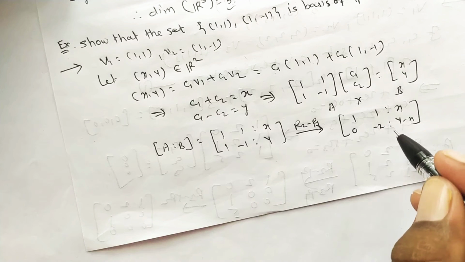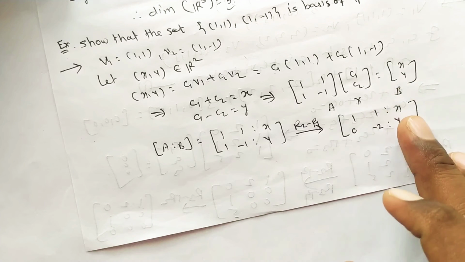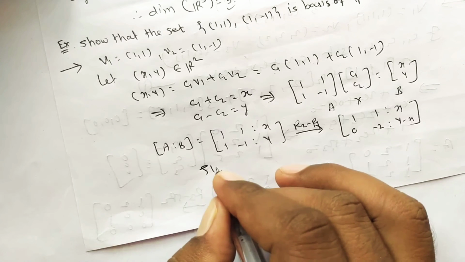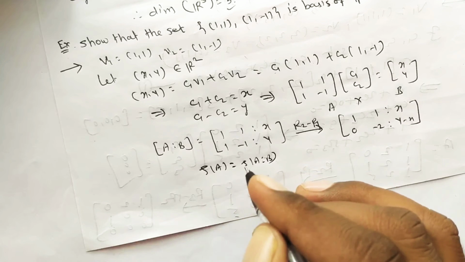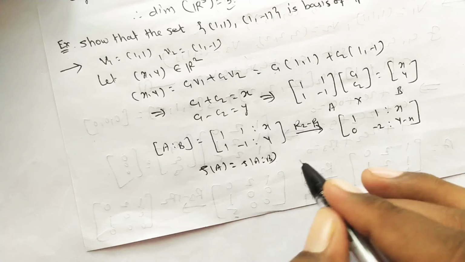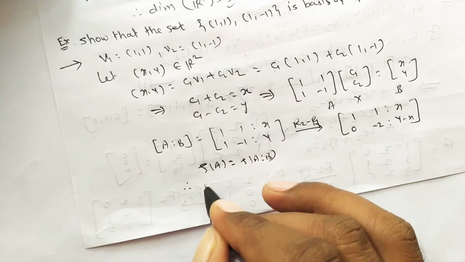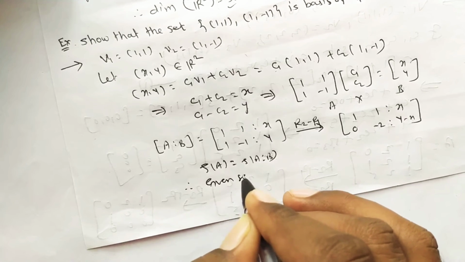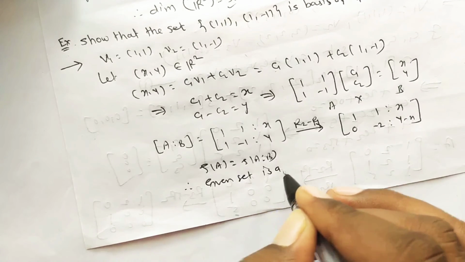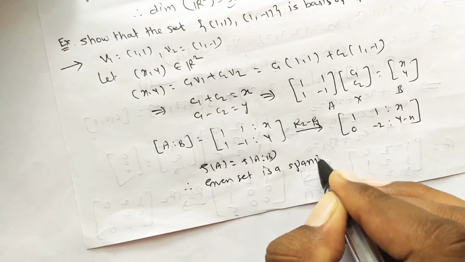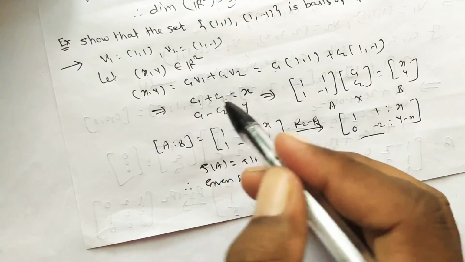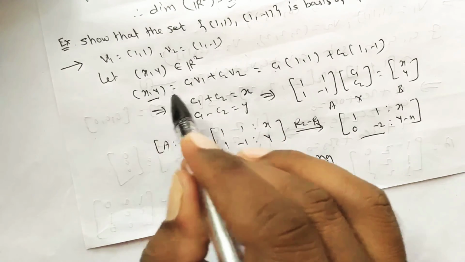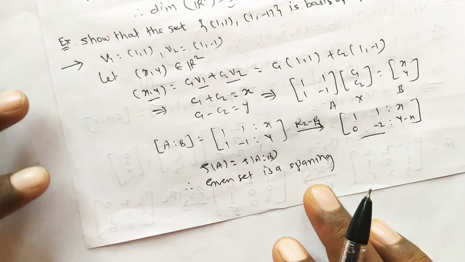Now observe this matrix carefully. Here rank of A is equal to 2, and rank of AB is also 2. So rank of A equals rank of AB, which means the system has a solution, and therefore the given set is a spanning set. If it has a solution, then we can write (x,y) as a linear combination of v1 and v2, and therefore the given set is a spanning set.